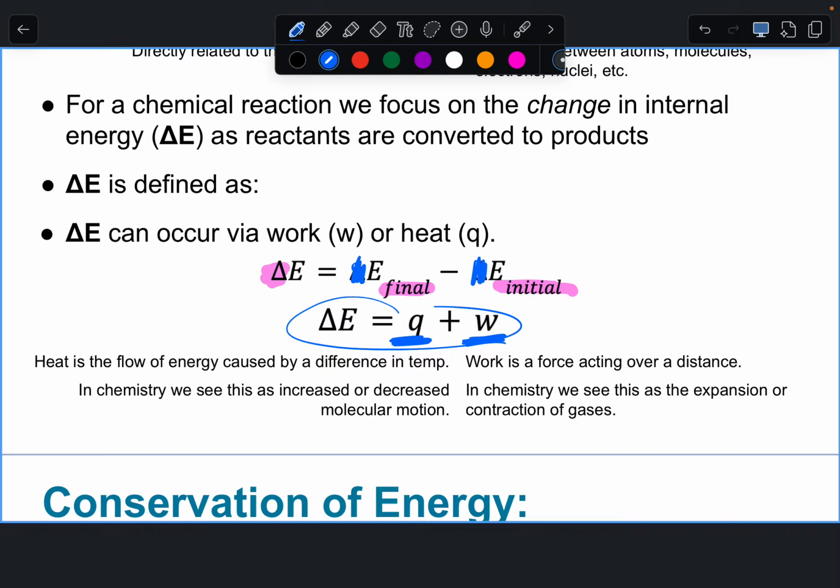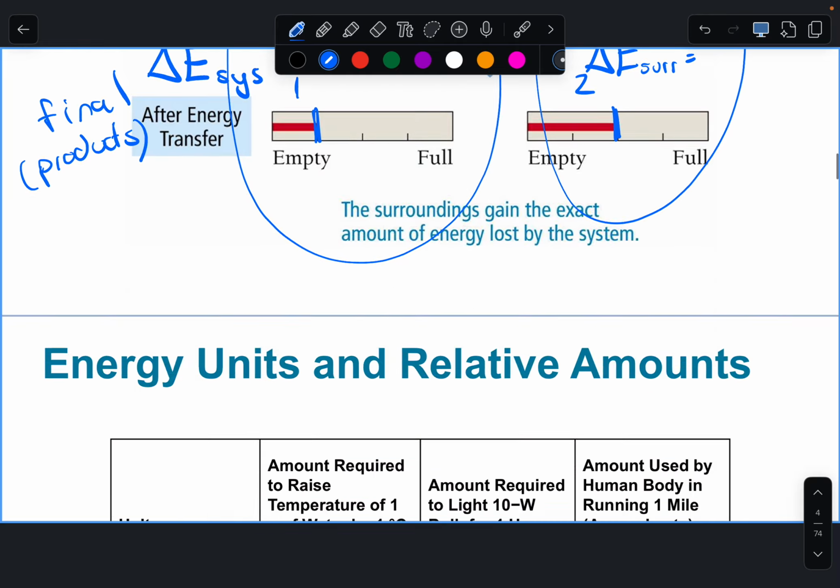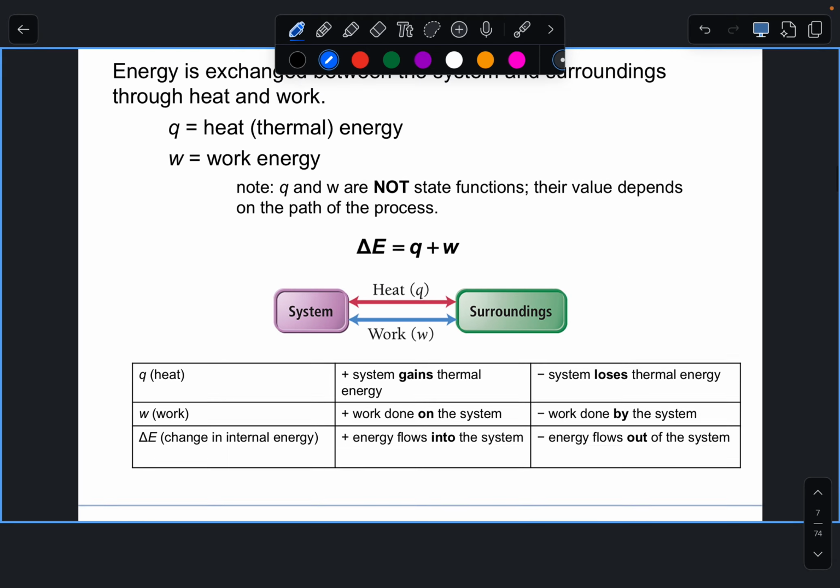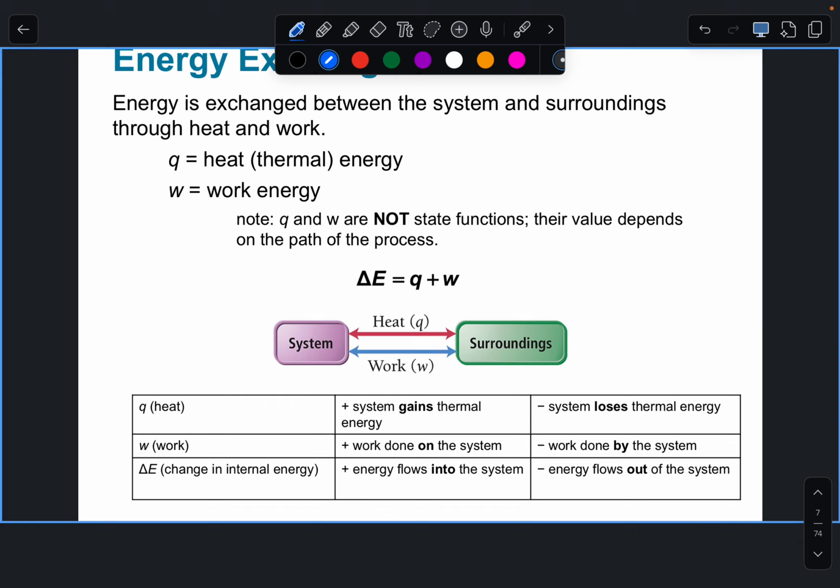Now, we talked about sign of energy, positive and negative. And the signs apply to Q and W as well. So I'm going to skip us forward like 3 slides to this point. Okay, so same equation. Energy can be exchanged these 2 different ways.